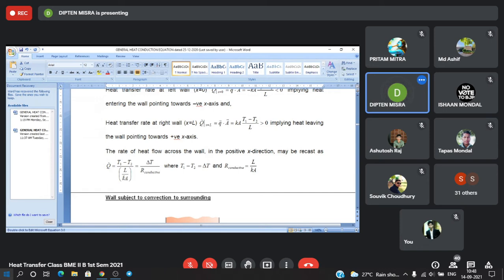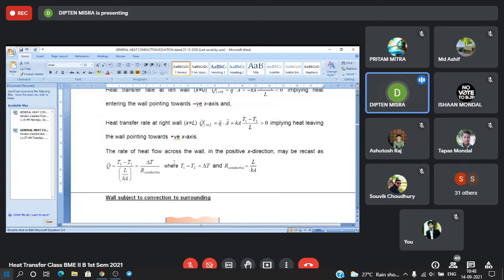So the resistance will be more if you have a larger length, which we call thickness, and smaller conductivity and smaller area. If the cross sectional area is smaller, or if the conductivity of the material is smaller, it will have a higher resistance. On the other hand, if the length is larger, it will have a higher resistance. So resistance is proportional to L and inversely proportional to K and area.